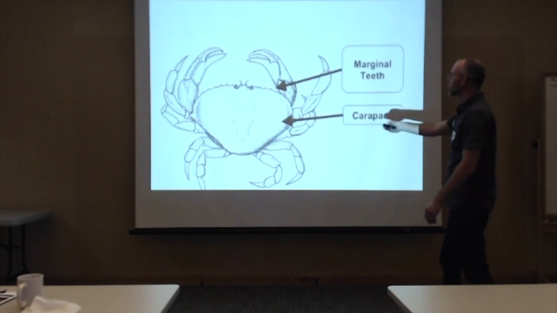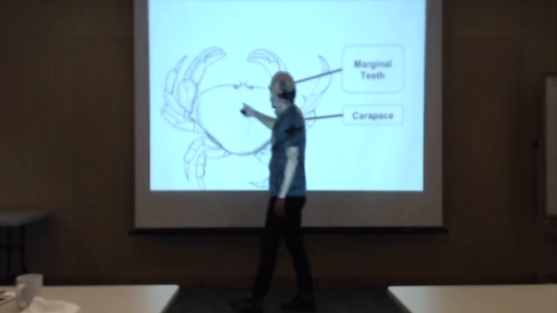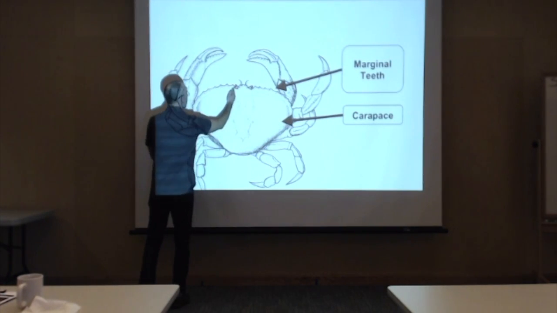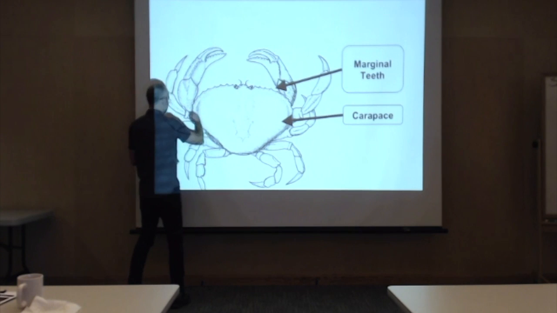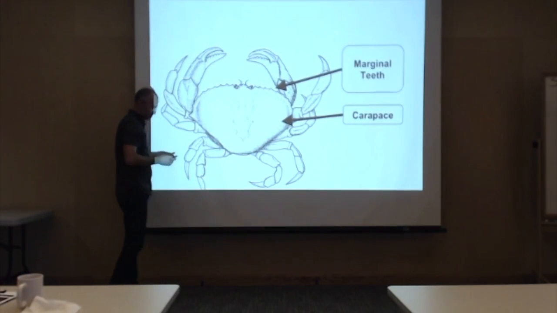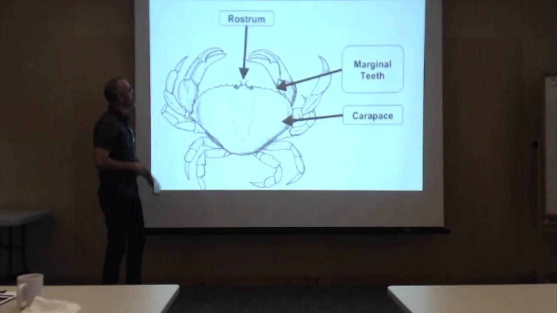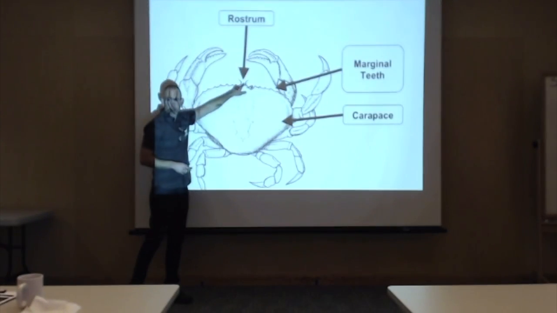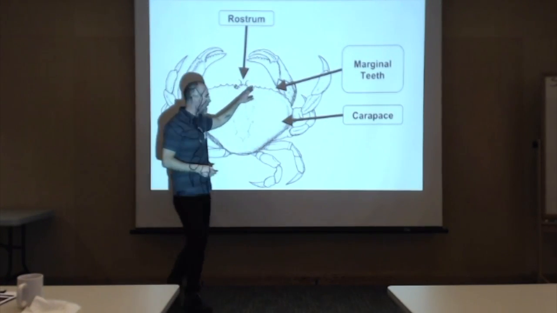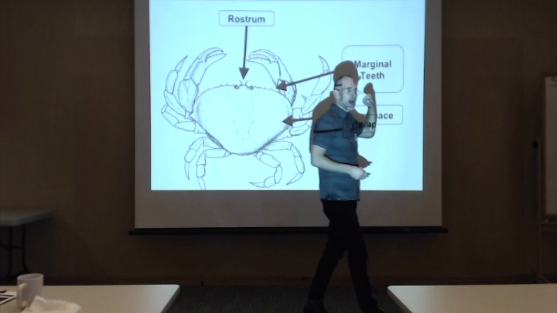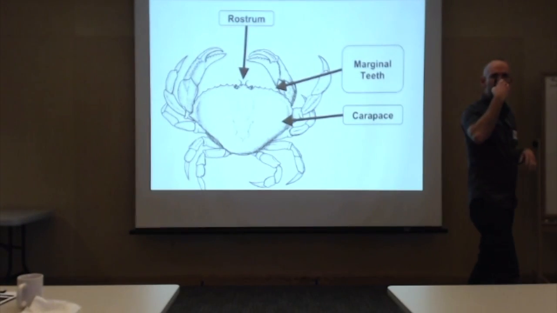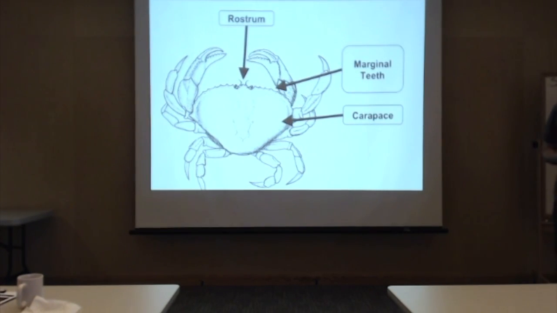Along the front edge of the carapace are what we call the marginal teeth, and that pretty much is from the eyeball here out to the widest point on the shell. Between the eyes is what we call the rostrum. The rostrum on a crab is typically relatively small. On a shrimp, that rostrum can be long and pointy. If you ever caught a shrimp, you know you got to watch out for that because you can get poked with it.